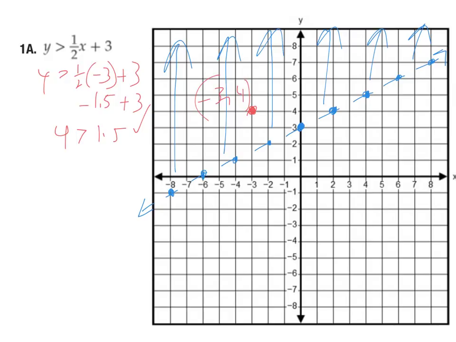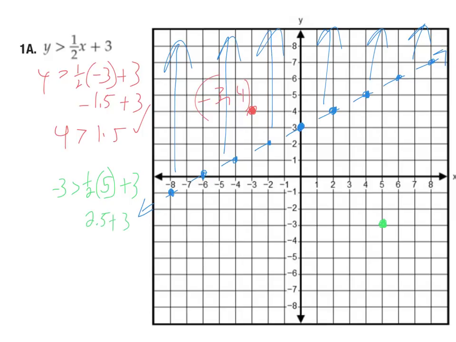On the other hand, if I were to pick a point in the non-shaded area, 5 comma negative 3, where negative 3 is the y value, 1/2 times 5... I keep picking things that give me fractions, not smart. So 1/2 times 5 is 2.5.